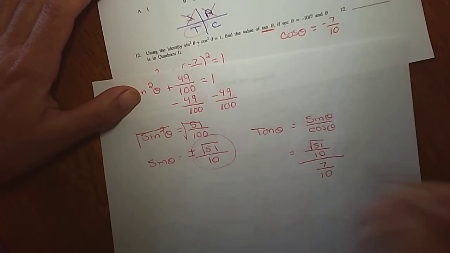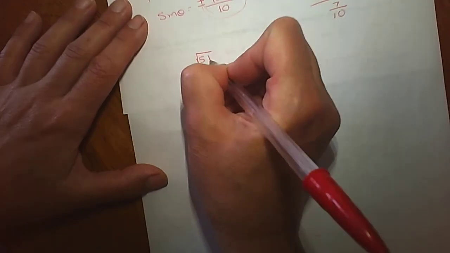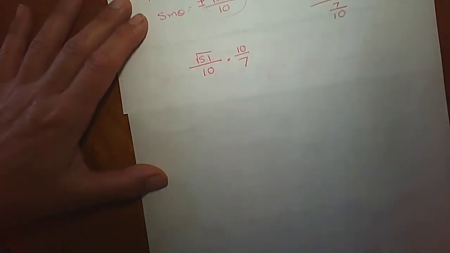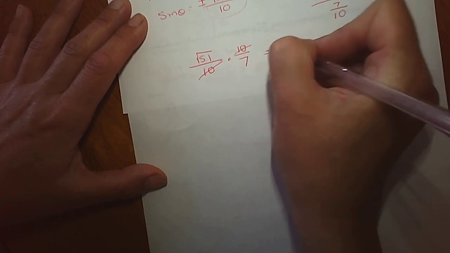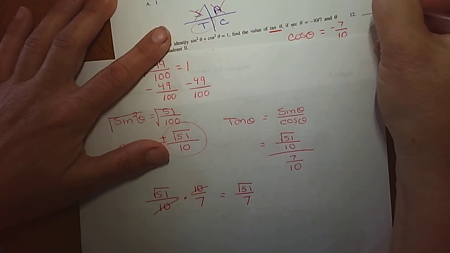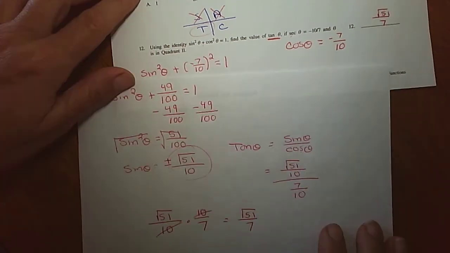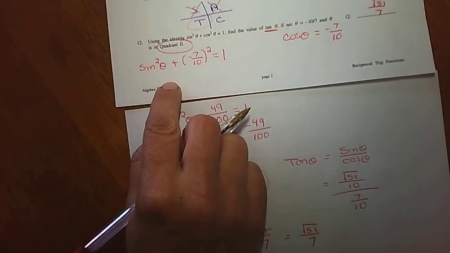I'm not going to worry about the positive and negative yet. We're going to do that in a minute. So we're going to keep, change, flip this. So I'm going to do radical 51 over 10 times 10 over 7. The 10's cancel. So I get radical 51 over 7. Now, I know it's going to be radical 51 over 7. I just need to decide if it's positive or negative, and that's where the quadrant comes in.